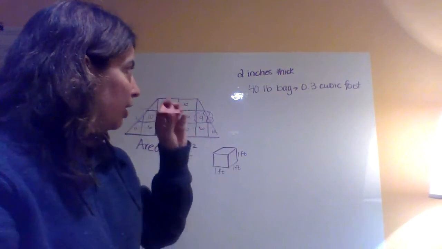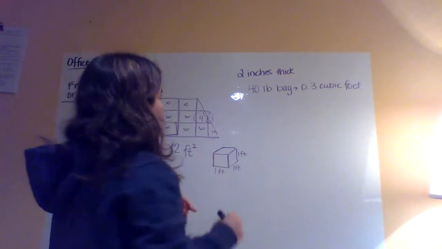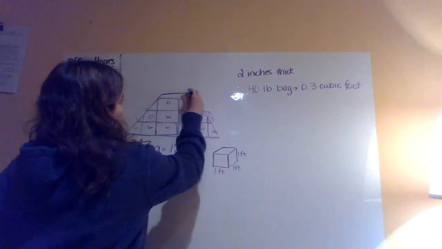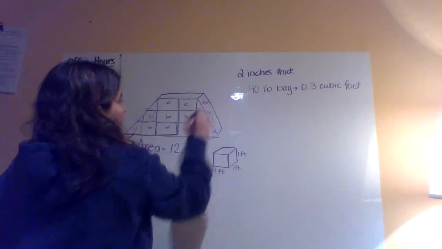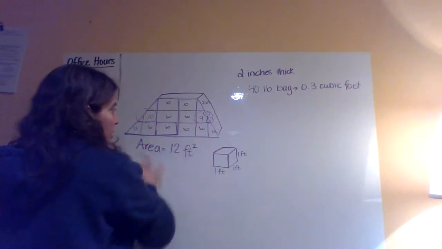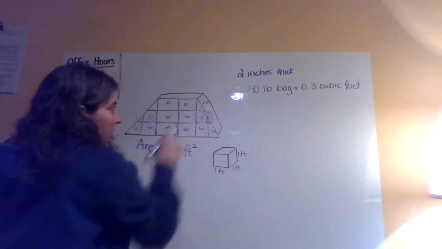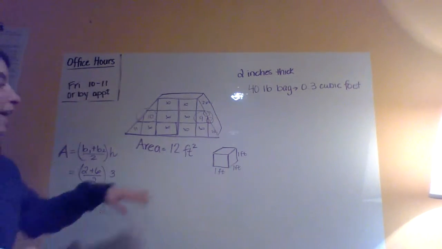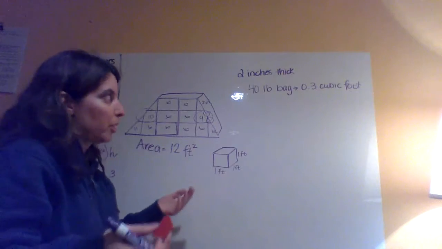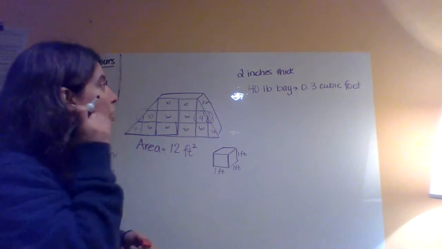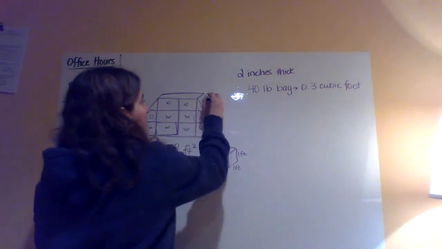Okay, so we're back to our little trapezoid here. So again, here's my trapezoid, but we know now that it has this thickness also of 2 inches. So to find a volume, we're going to do the area times that thickness, okay? However, I can't really multiply feet times inches and get some unit that I want to work with. So I want this to be in feet.